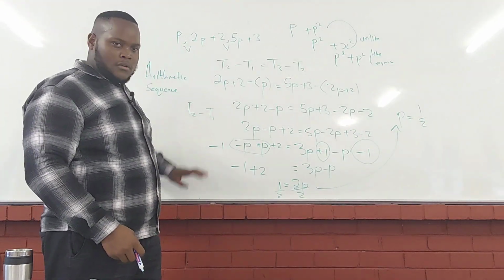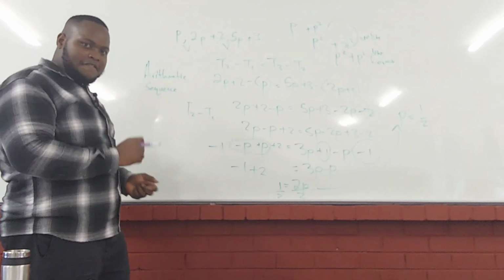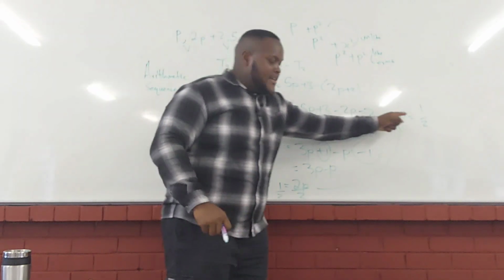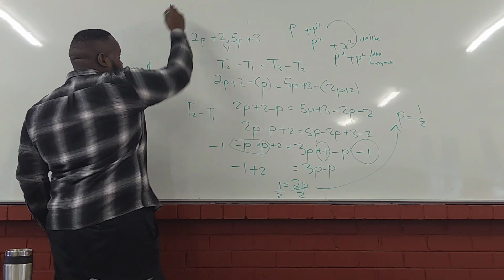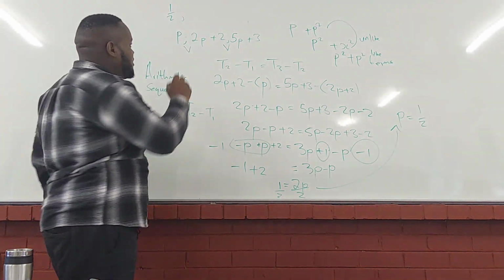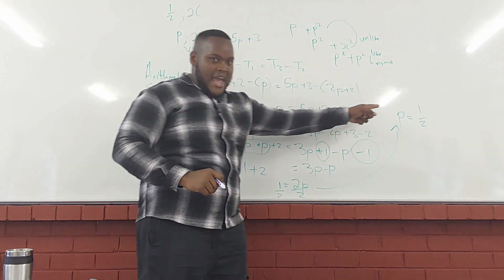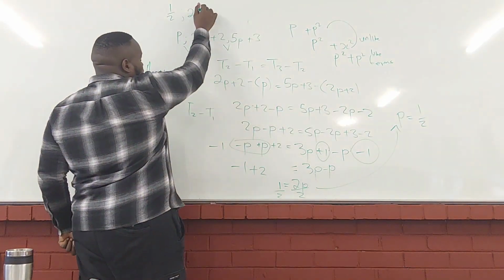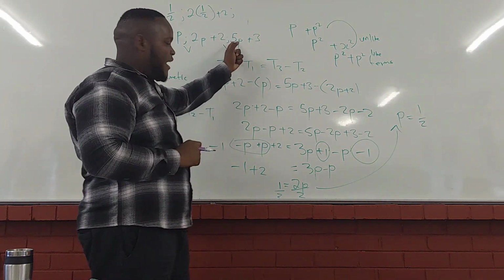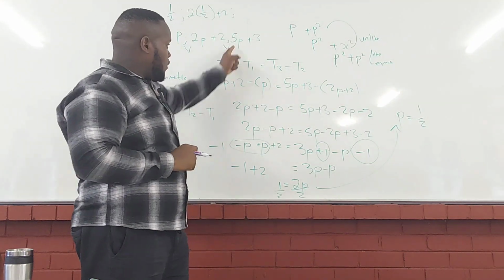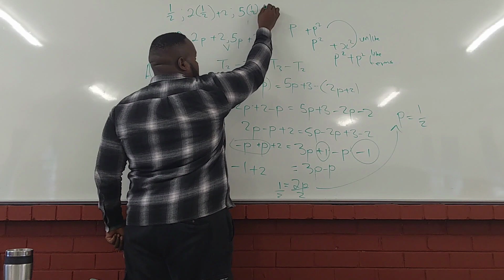Can I be able to find the sequence? It means wherever I see p, I can substitute the value of p. So the value of p is 1 over 2. It means the first term is going to be 1 over 2. So now when I'm looking for the second term, it means wherever I see p, I can substitute the value of p, the one that I've calculated, as 1 over 2. It means here I'm going to have 2 multiplied by 1 over 2 plus 2. Therefore, on the third term, wherever I see p, I am going to substitute 1 over 2. So I'll have 5 multiplied by 1 over 2 plus 3.